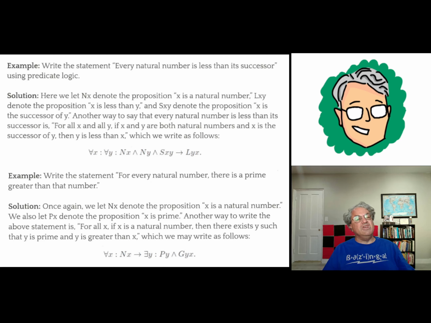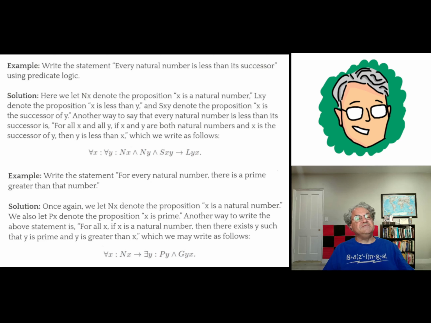But now finally, what has to be true? If all these things are true, if x and y are natural numbers and y is the successor of x, then it also has to be true that y is larger than x. And we can write that as capital L, small y, small x. Notice I switched the orders around just because we're mentioning y second, I guess.